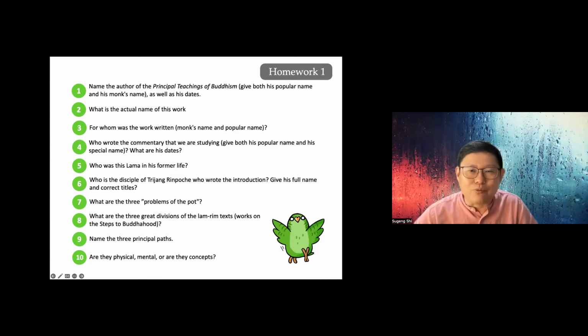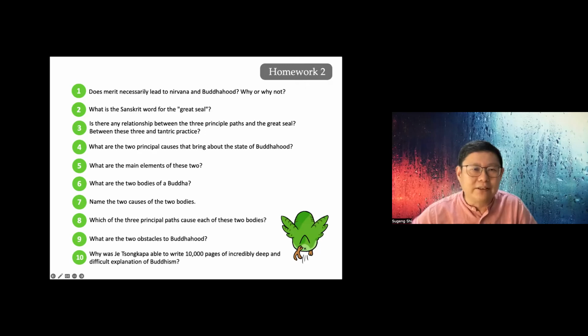All right. Homework from class 2. Does merit necessarily lead to nirvana and Buddhahood? Why and why not? So we have used the Musi Musum to prove that merit is important. Merit means good deeds that we are doing, and typically this is linked to the virtues. So it's important to observe the virtues, right?